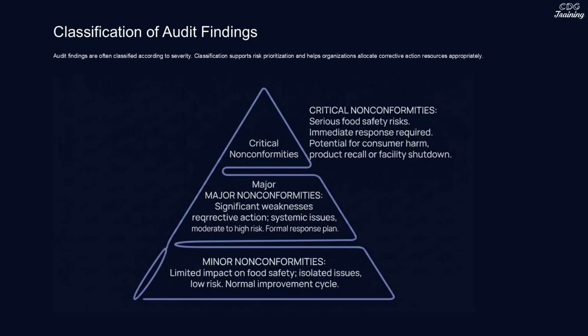Audit findings are often classified according to severity. Classification supports risk prioritization and helps organizations allocate corrective action resources appropriately. Categories include critical nonconformities, major nonconformities, and minor nonconformities.